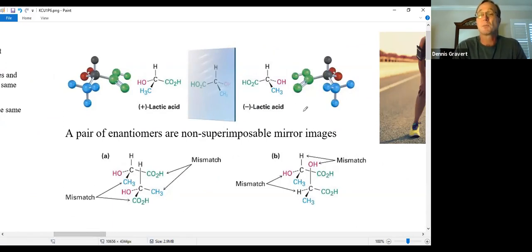So we got the natural form that we find in our muscles after heavy exertion, lactic acid, the left-hand form, maybe the negative sign. I'll talk more about that negative sign in a minute. But if you take the other isomer, the other enantiomer, the other stereoisomer, it would look like this. So now how are these different? Well, both hydrogens are up and both methyls are towards us. So maybe we'll start there.